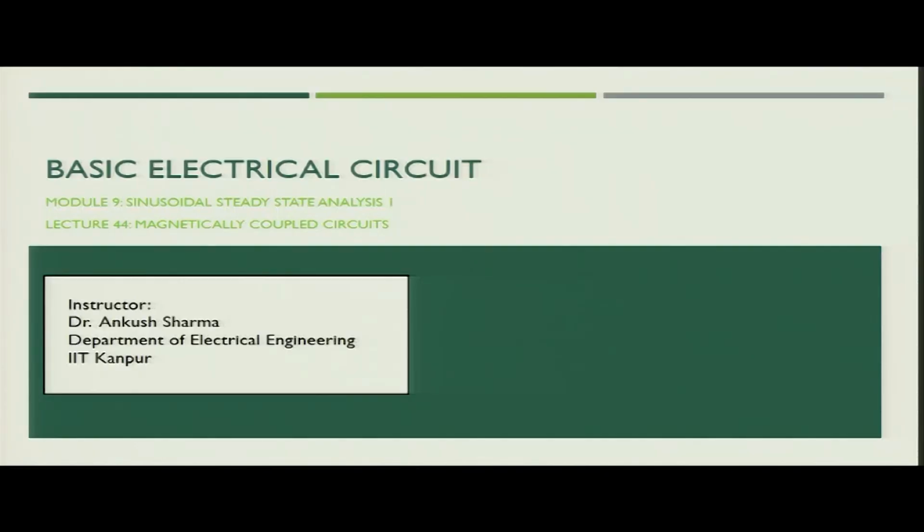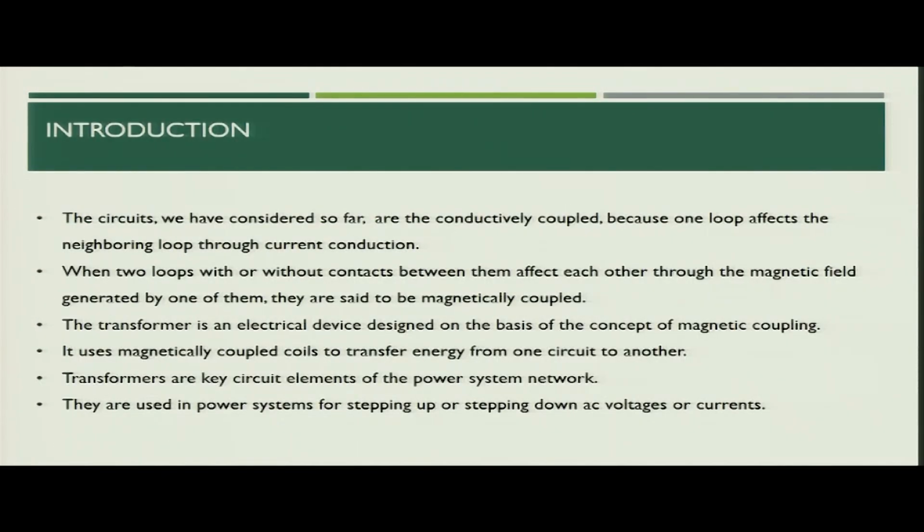Namaskar. So, in today's session we will discuss the magnetically coupled circuit. So, let us start our discussion about the topic. Basically, the circuits which we have discussed till now were conductively coupled. That means that because of one loop, the neighborhood loop was getting affected through current conduction. That means both of the loops were joined together and current was flowing from one loop to the other.